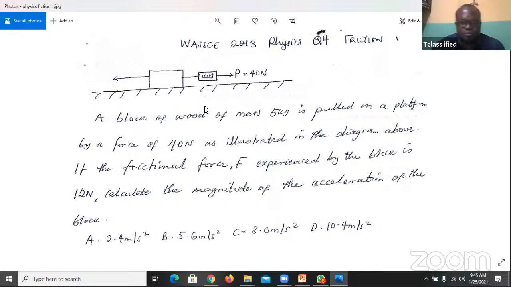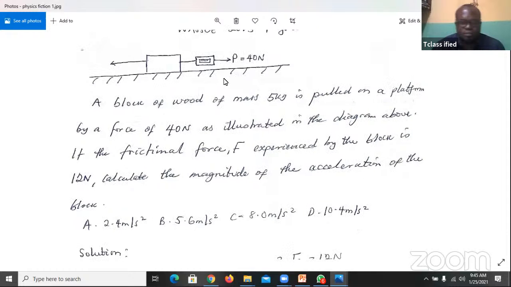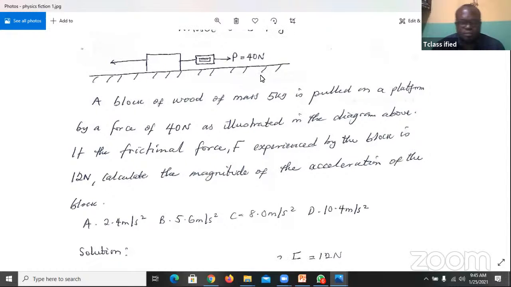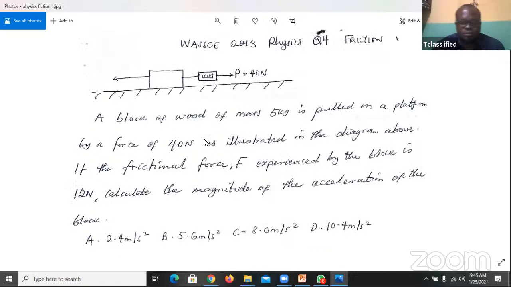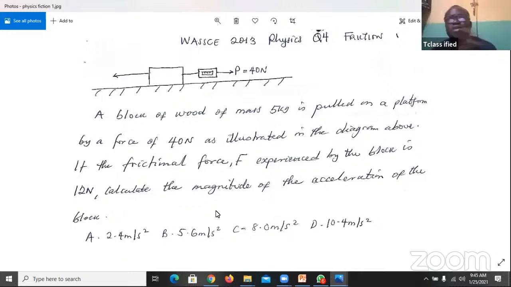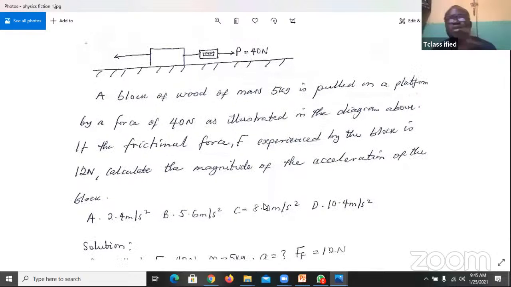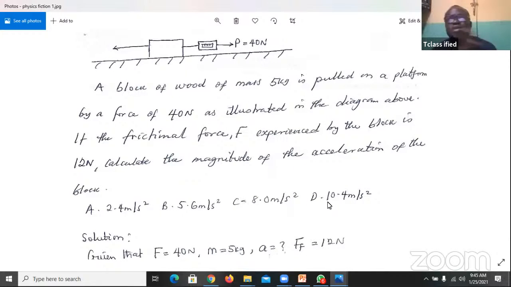So what is the acceleration? Whenever you have two forces like this, the resultant force has to be the force moving it minus the frictional force. When you equate it to mass times acceleration, because F is equal to ma, then you can solve it. So the options are A, 2.4 meter per second squared, B, 5.6 meter per second squared, C, 8.0 meter per second squared, D, 10.4 meter per second squared.